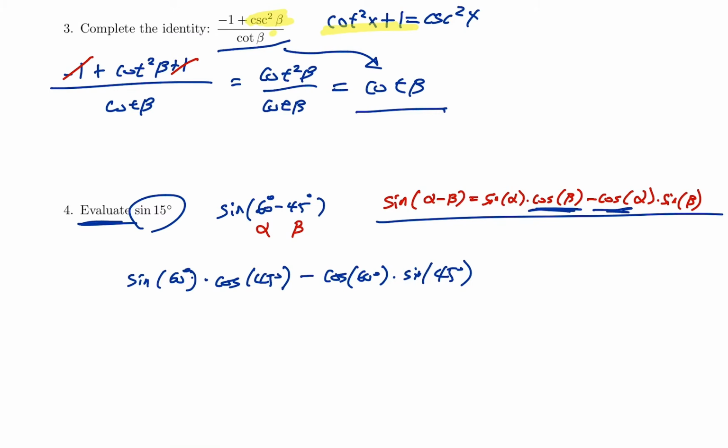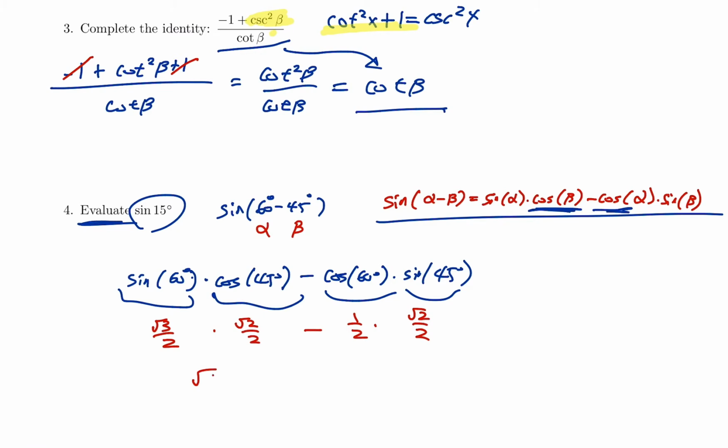Okay, so then we can find each of these values from the unit circle. Right. So this one is square root of 3 over 2, from the unit circle, square root of 2 over 2, minus 1 over 2, times square root of 2 over 2. So we simplify: square root of 6 over 4, minus square root of 2 over 4. It gives us square root of 6 minus square root of 2, over 4. So this is our final answer.